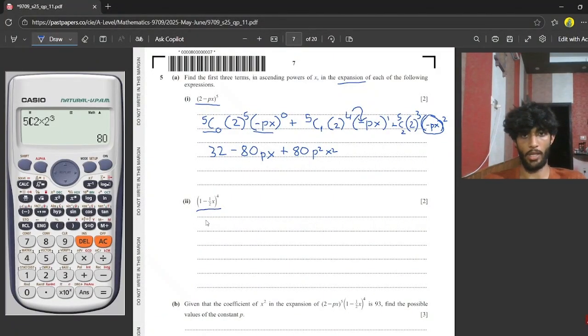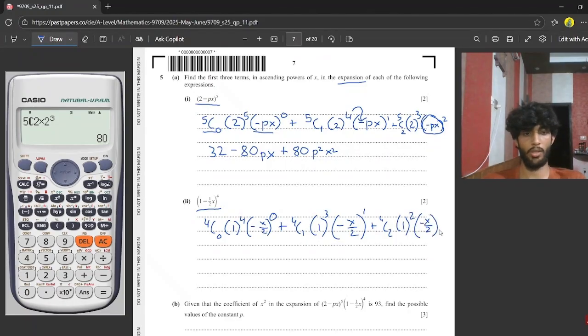Now we go over to our second expansion. And so this is going to be, again, 4c0 times 1 raised to the power 4 times minus x by 2 raised to the power 0 plus 4c1, 1 raised to the power 3, and then minus x by 2 raised to the power 1. And then we got 4c2 times 1 raised to the power 2 times negative x by 2 raised to the power 2. So for the first term, we are going to get 1 from this one, 1 from this one. 1 raised to the power 4 is just 1.